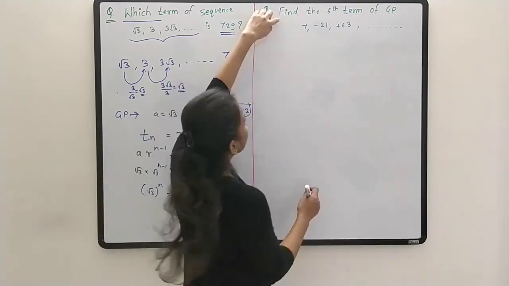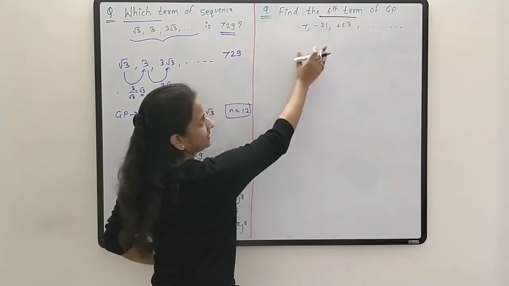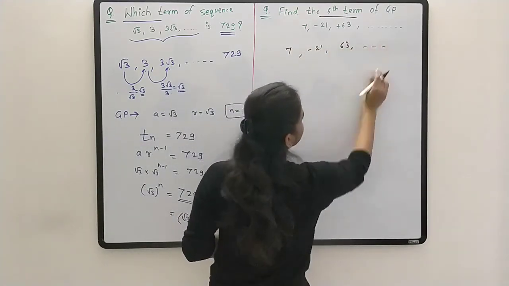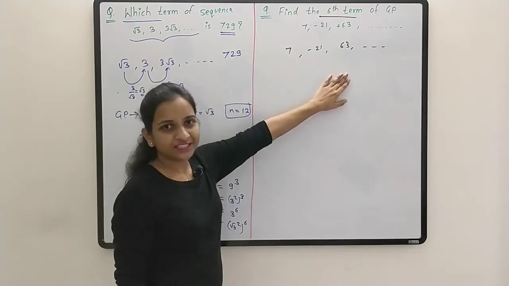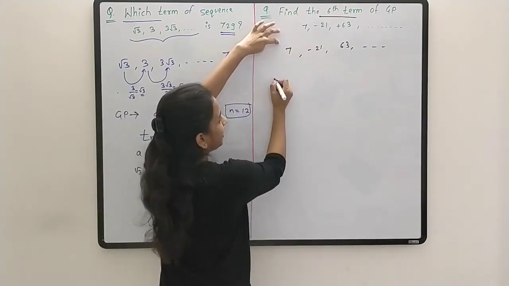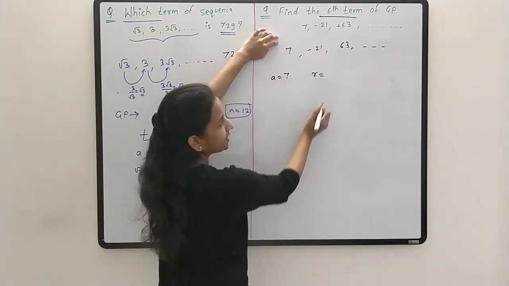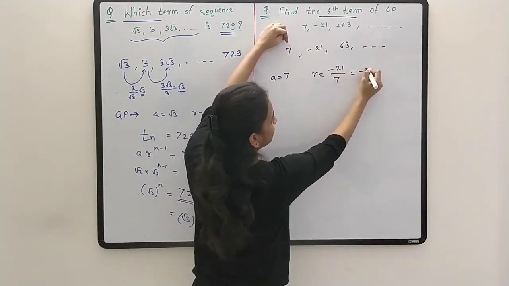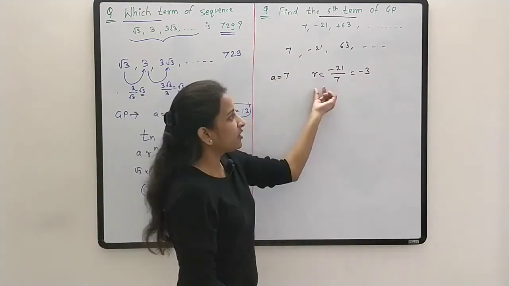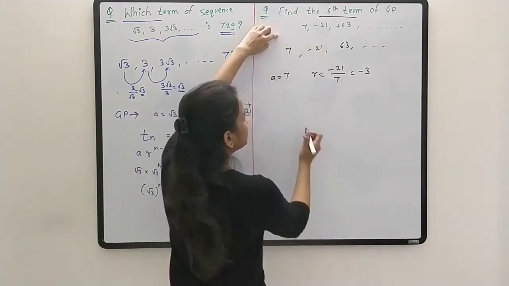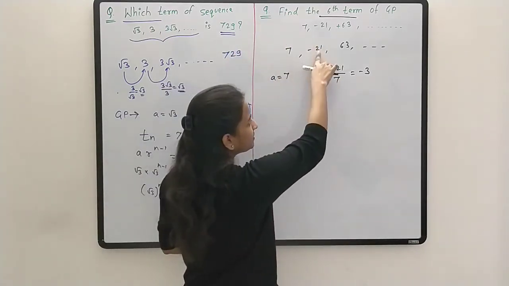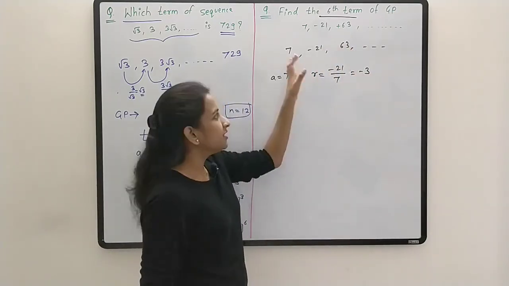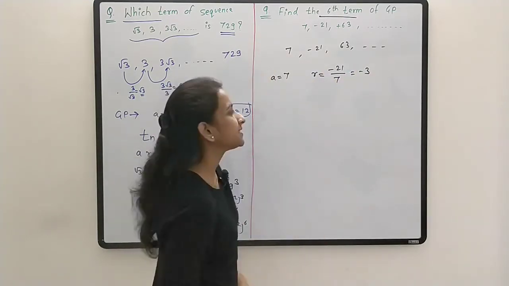Let's solve this together. Find the 6th term of GP. GP series is already given: 7, minus 21, plus 63, like this. We have to find 6th term of this GP series. See, here first term is 7. Common ratio is ratio of any two consecutive terms. So we can say minus 21 divided by 7 is minus 3. See, here we got common ratio negative. That's why one term is positive, second term is negative, then positive, then negative, alternate. Whenever you get negative common ratio, the series is like this, plus minus, alternate.